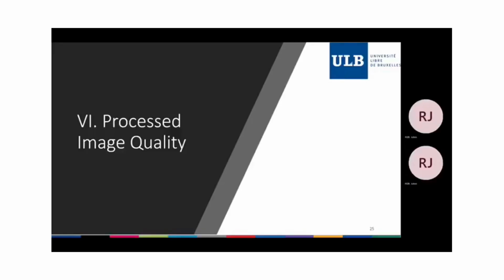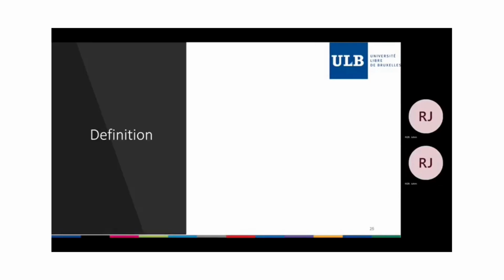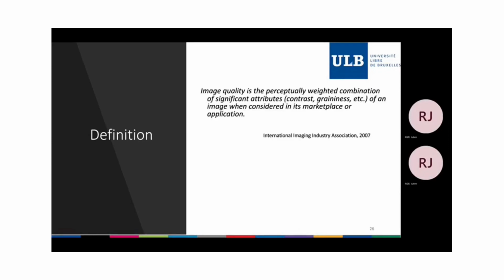Now I will present you the last part of this paper, which is the processed image quality. But first, how can we define image quality? According to the International Imaging Industry Association, image quality is the perceptually weighted combination of significant attributes, contrast, graininess, etc., of an image when considered in its marketplace or application. So it means that the quality of an image depends on its function and goal in a specific application field.